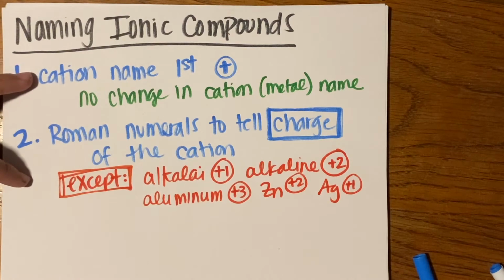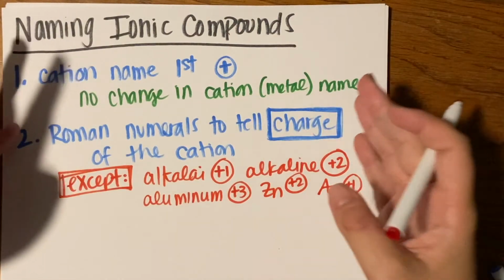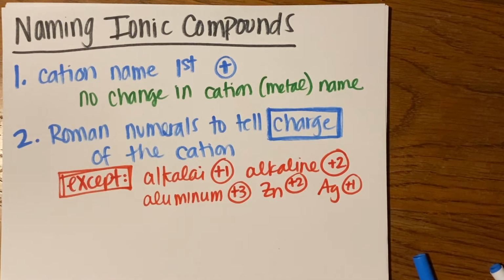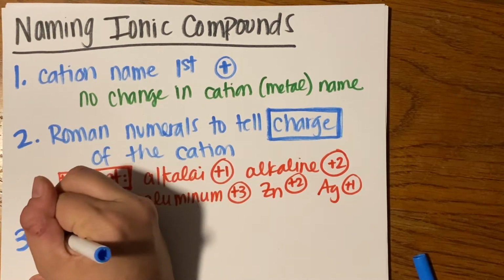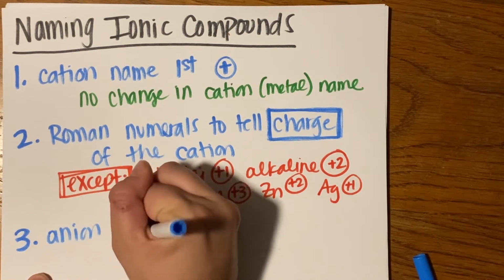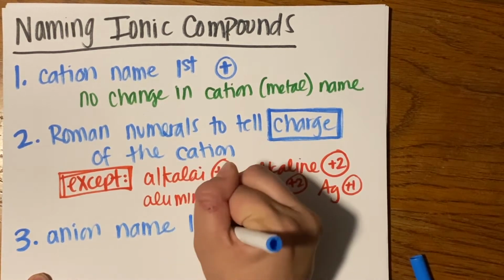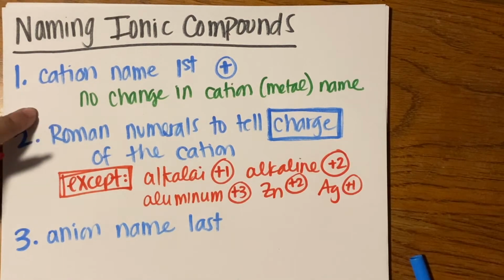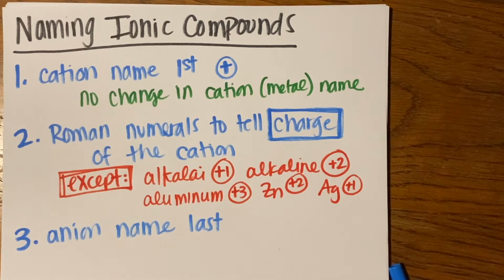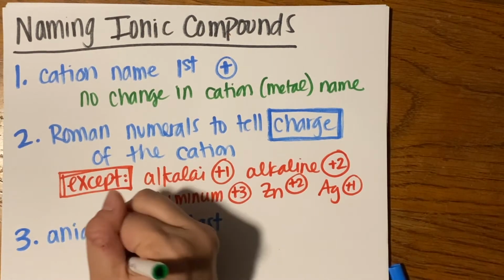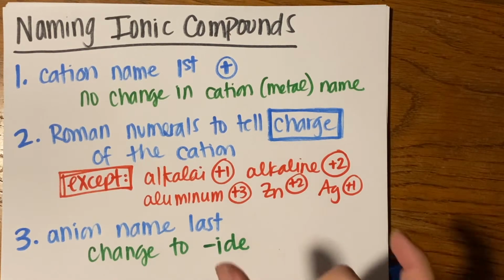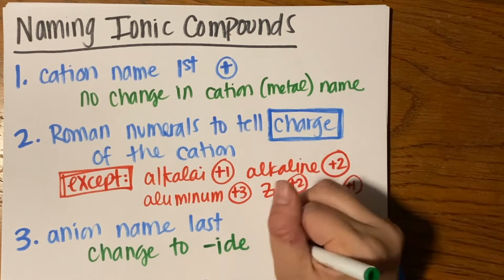Now I'm done with my cation, okay? I have named my cation part of my ionic compound. So what comes next is my anion. So we have the anion. Name is last. But instead of, like your cation has no change in the name, your anion does change its name. Okay, you change its last name to "ide." You change the suffix, the ending. All right, so this is the ending.